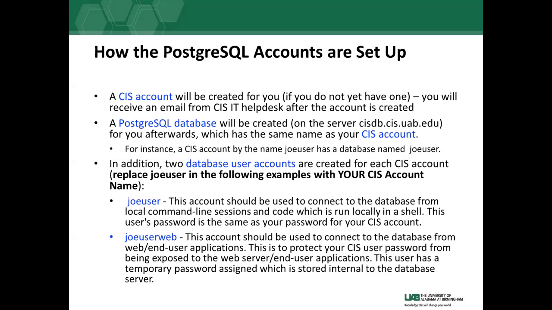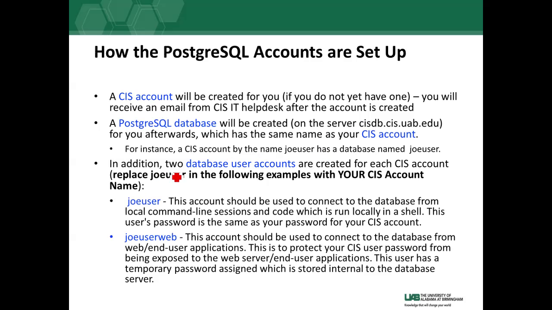Here's how your PostgreSQL accounts are set up. First, a CIS account will be created for you if you do not yet have one, and you will receive an email from CIS IT Help Desk after the account is created. After that, a PostgreSQL database will be created automatically for you, which has the same name as your CIS account. For instance, a CIS account by the name GeoUser will have a database named GeoUser as well.